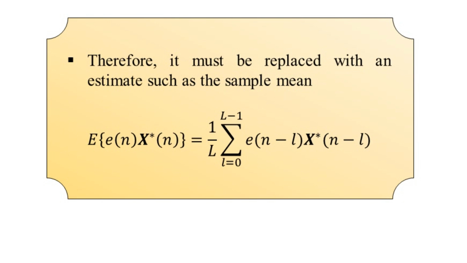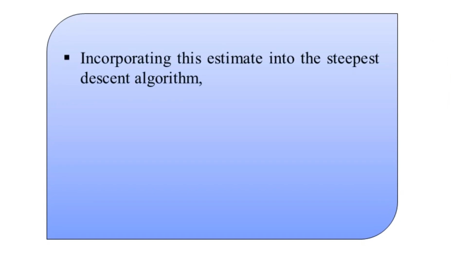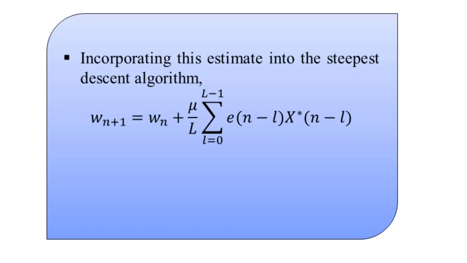Now when we incorporate this estimate and make changes to the mathematical representation that we have seen for the steepest descent algorithm in the previous video, the update equation for the weight vector will become w(n+1) is equal to w(n) added by mu divided by L multiplied to the summation as l is equal to 0 to L minus 1 of the multiplication of e(n minus l) with the complex conjugate of x(n minus l).